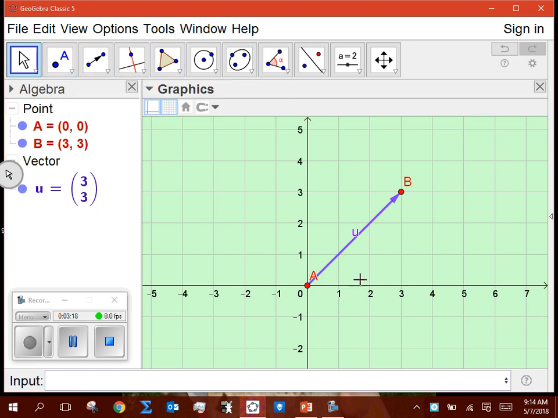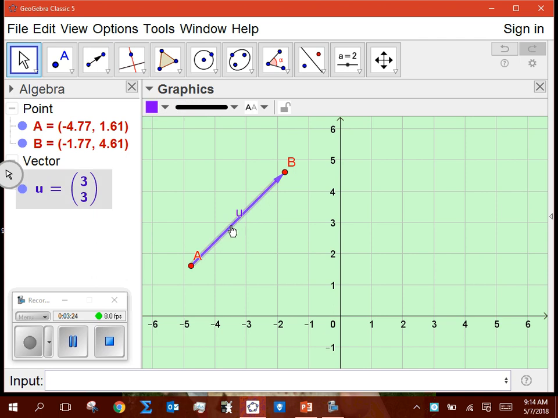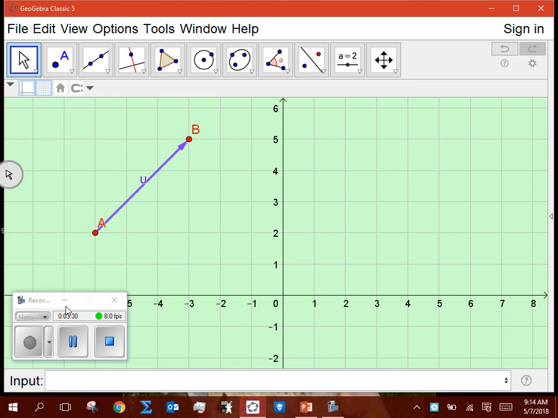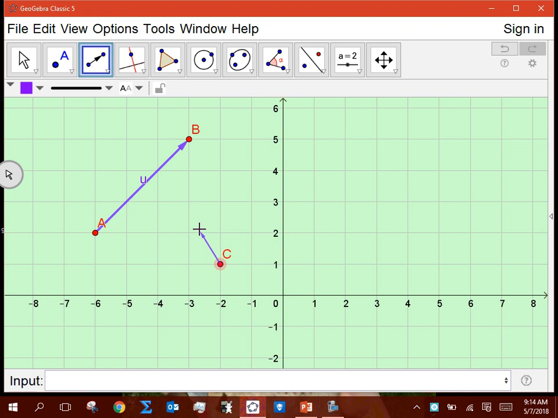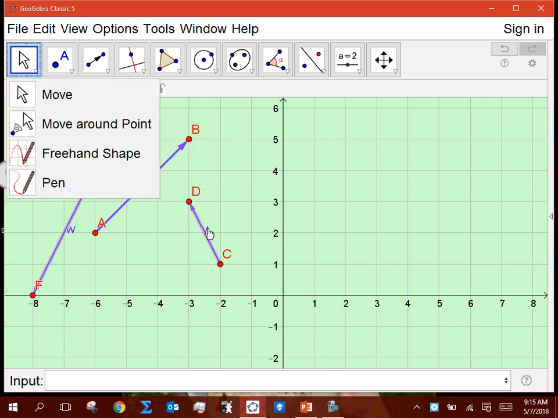On Friday, then, we said, all right, if that's vector U, let me just put a series of vectors over here in the second quadrant. Well, let me get rid of that. So that's vector U. Let's call this vector V. Let's make another one here. Names on these real quick. All right, so V and W.